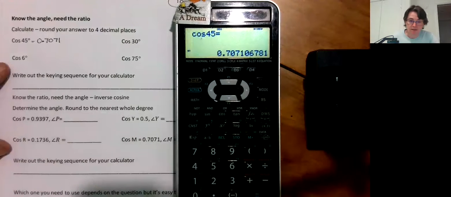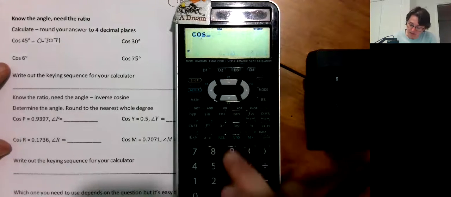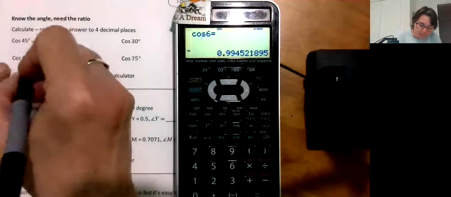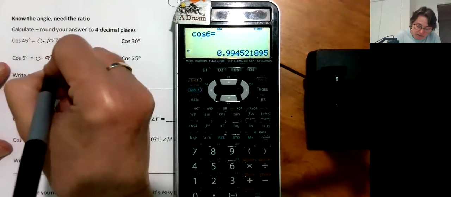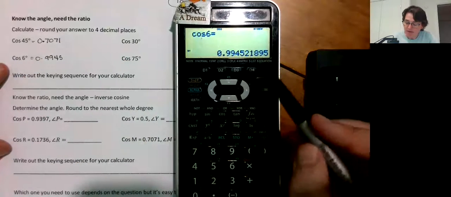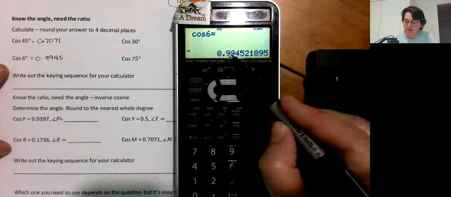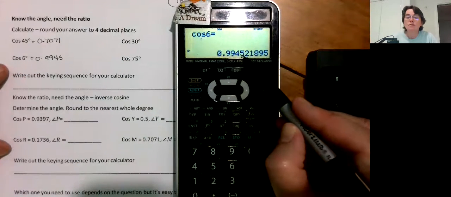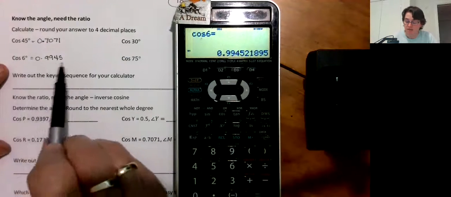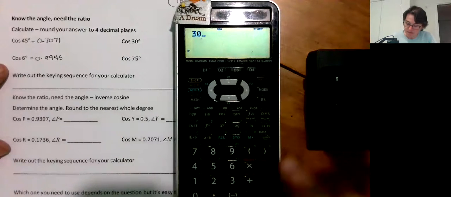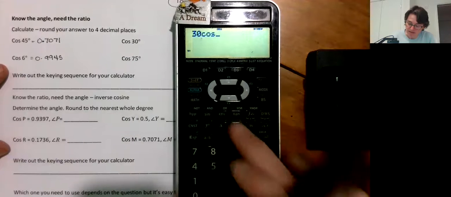All right, so there we go. Rounding to 4 decimal places. Cos 6 is equal to 0.9945. I'm always rounding, so I'm always looking after. So 1, 2, 3, 4 decimal places. I look at the one after that. It's not 5 or above, so I can just write 0.9945.